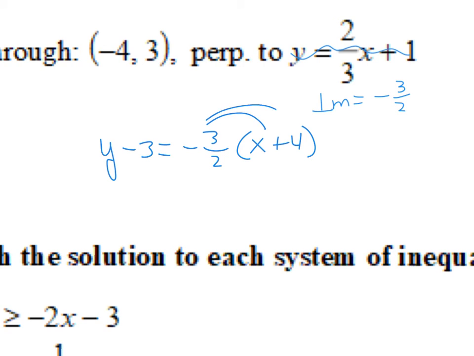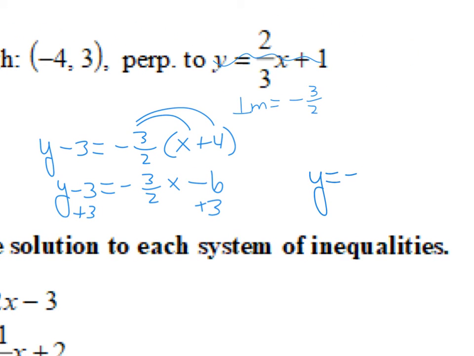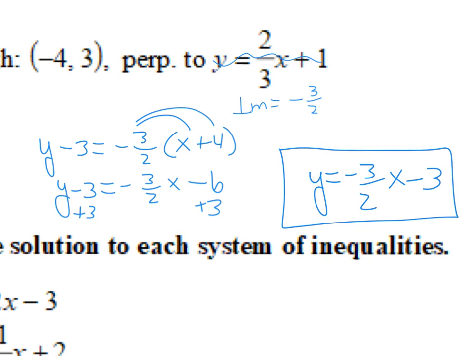Okay, let's go ahead and distribute. So y minus 3 equals negative 3/2 x minus 6. And then I'm going to add the 3 over. So when I do that, I'm going to get y equals negative 3/2 x minus 3 for my final answer.